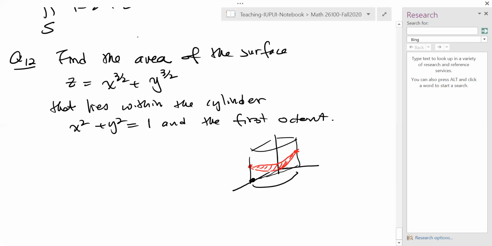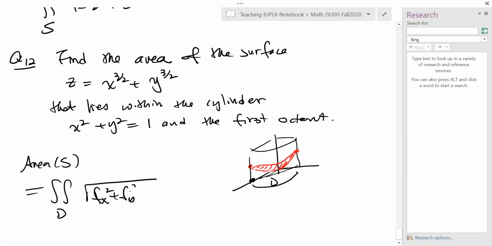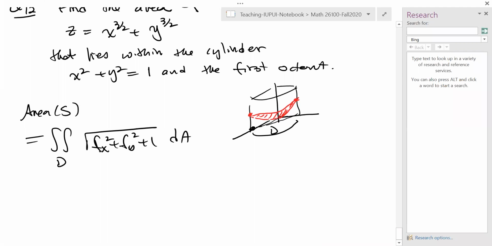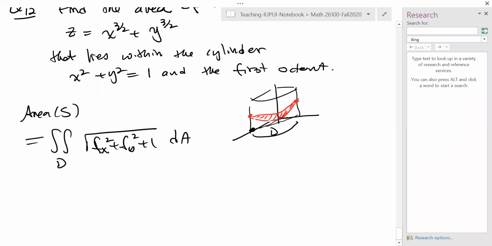But this is a graph, right? For the graph, the surface area is just a double integral over D. You can write down this formula right away. What happens here is just an integral. You can get this formula using the parametrization of the surface of the graph. So that's all you need, right?